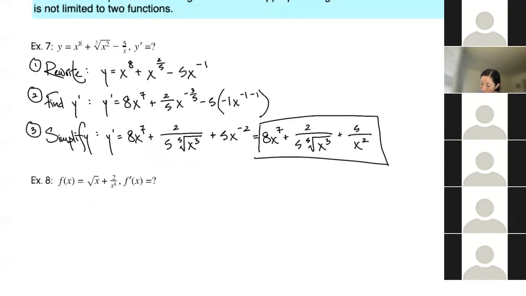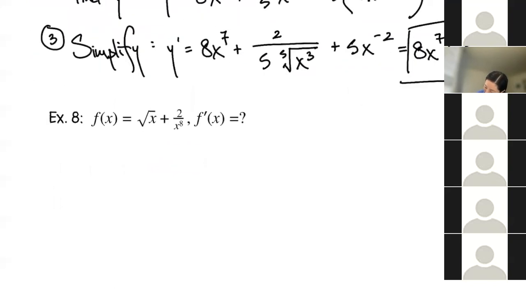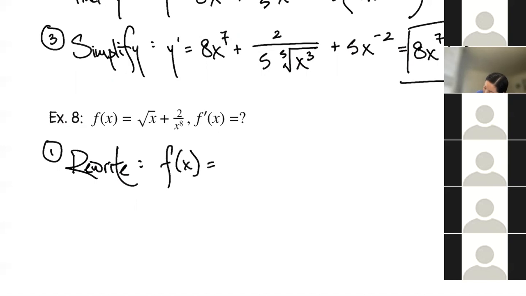All right, let's try one more example. Example 8. All right, I see some square roots, I see some fractions, and I'm thinking I better be able to find that power. Okay, so f of x, how do I rewrite that square root of x? Good, x to the 1/2 plus, how do I rewrite the second term so that I actually see no fractions? Good, 2x to the -8.